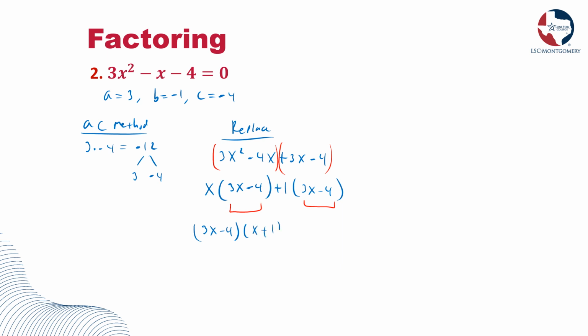And we group those up, and that's equal to 0. Again, now that we have it factored, set them both separately equal to 0 and solve for x.